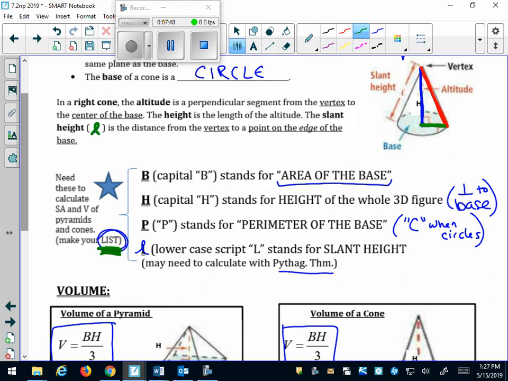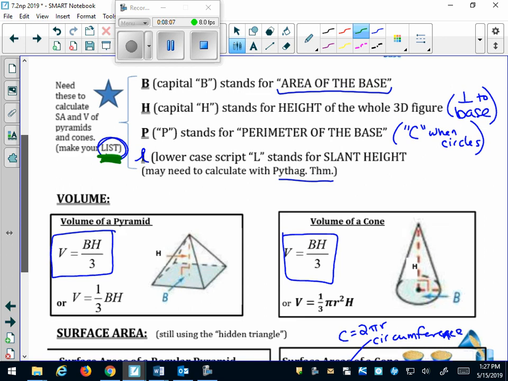Remember that if it's a cone or a cylinder eventually, the base is a circle. And what do we call the perimeter of a circle? Circumference. So that P is going to turn into a C when it's circular. C stands for circumference. Lowercase script l is a slant height. Notice, since there's that right triangle that we pull out, these hidden right triangles, they'll give us two sides sometimes, and we have to find the third side based on the Pythagorean theorem.